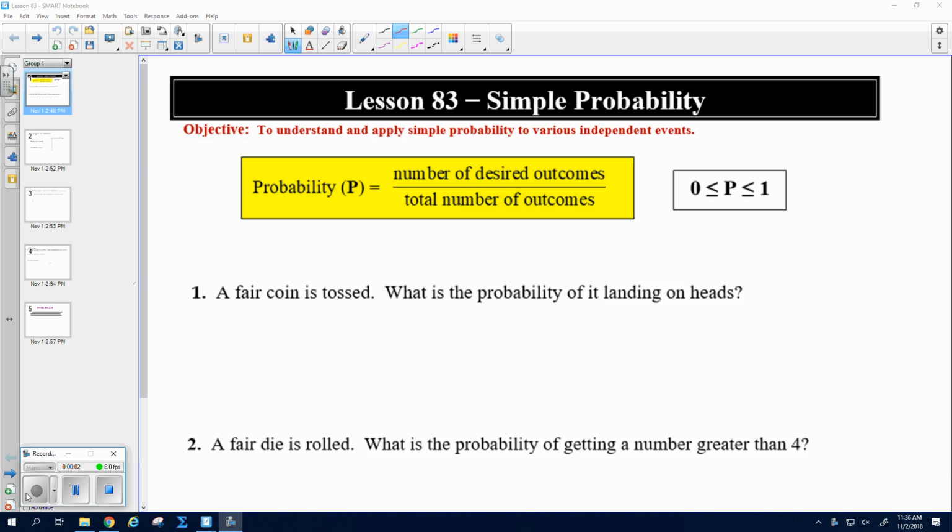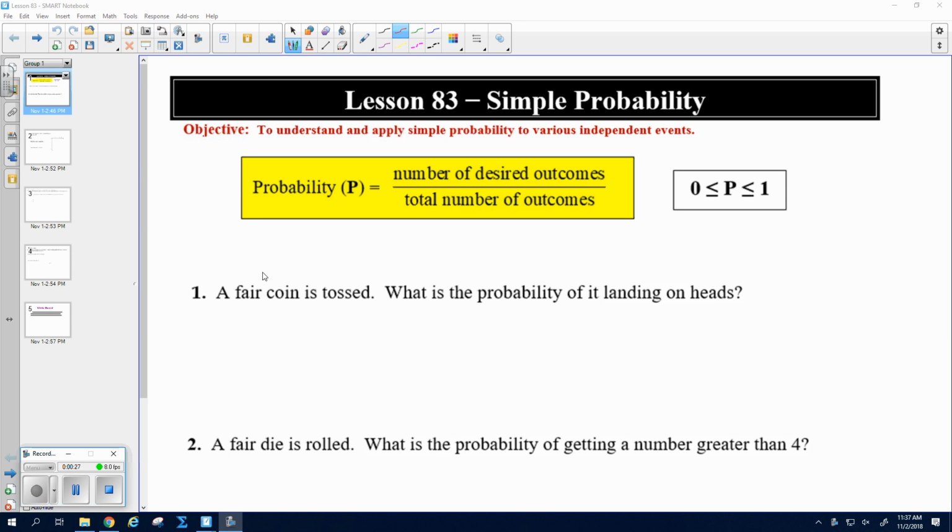We got some basic probability today, simple probability. So we're going to understand and apply simple probability to various independent events. Probability P is always equal to the number of desired outcomes out of the total number of outcomes. And don't forget, probability is always between 0 and 1. It's a decimal or a percent. Okay? 0 means there's no chance it's going to happen. 1 means 100% chance it's going to happen.